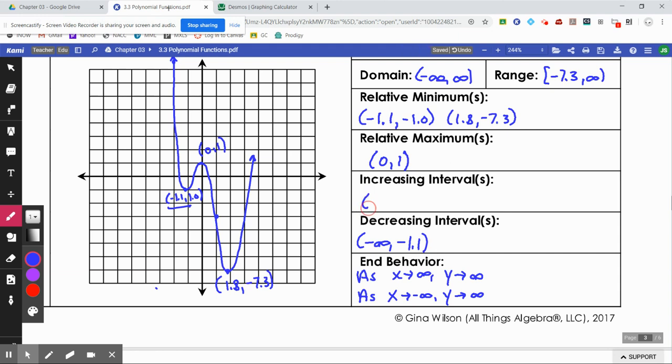Then it increases from negative 1.1 to 0. Then it starts decreasing again at 0, and from 0 to 1.8 it decreases, and then it picks back up there and starts increasing from 1.8 to infinity.